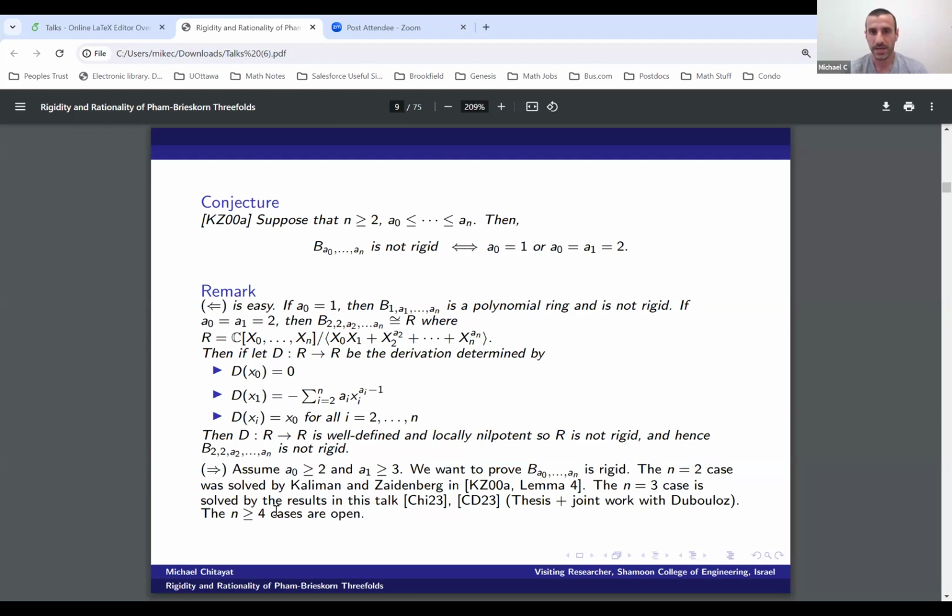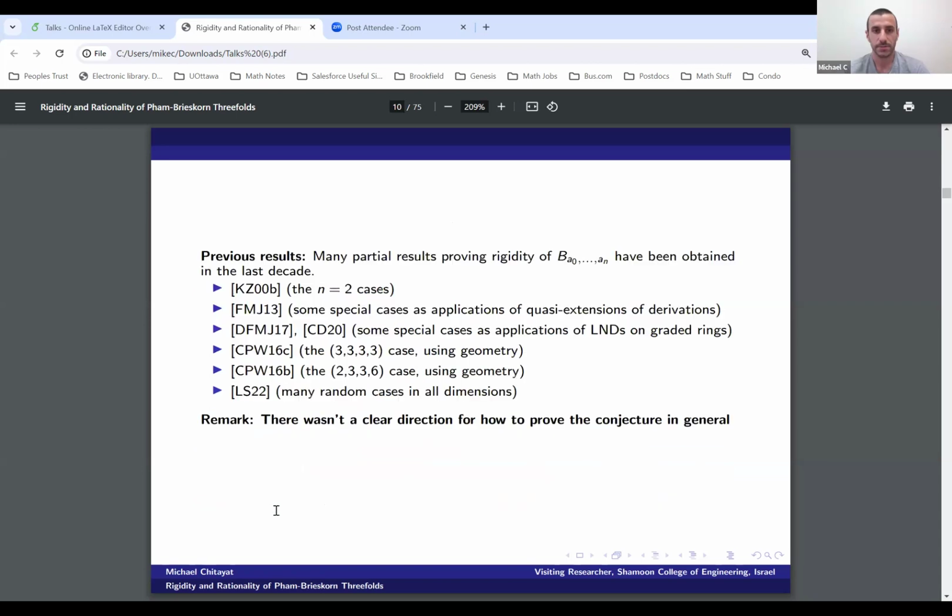So I'll stop here for a second. Any questions about the setting here, about Pham-Brieskorn rings or rigidity or anything like that? Maybe there are any partial results for arbitrary n. Yes, thank you. There are many. So for arbitrary n, there are many partial results. It's a good segue into the slide.